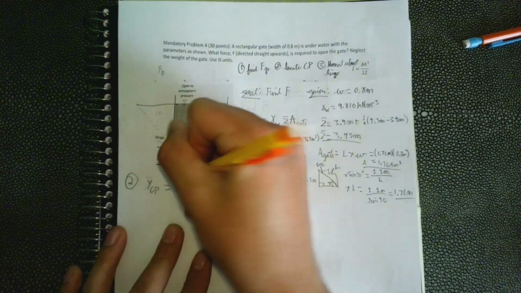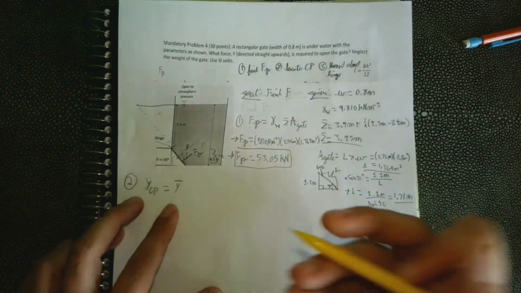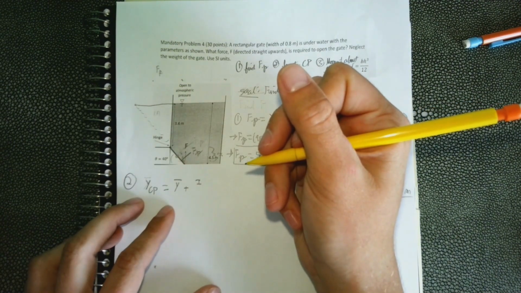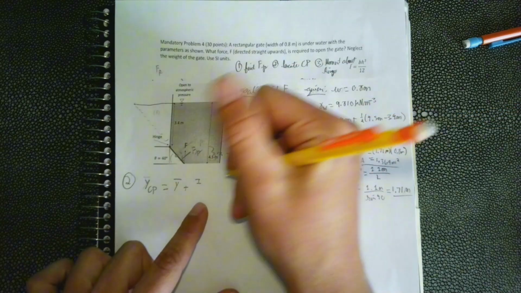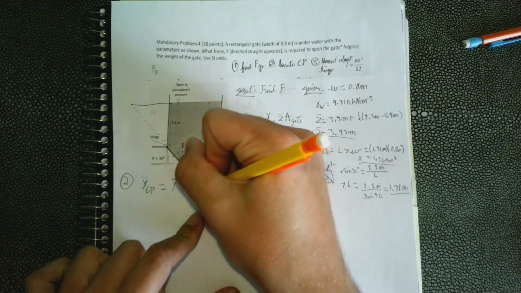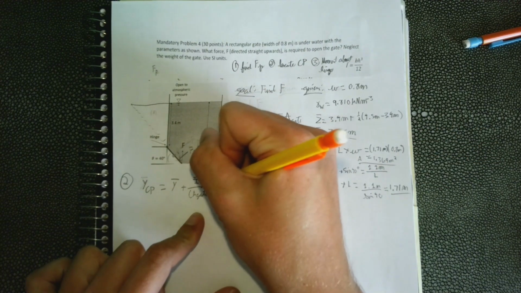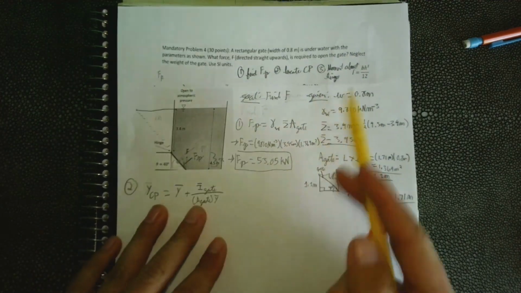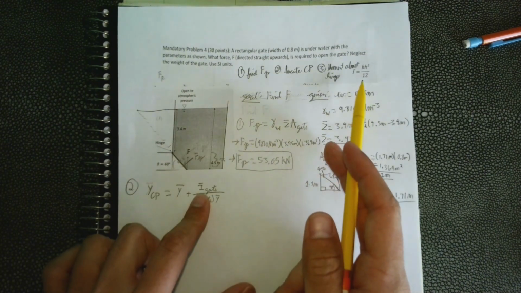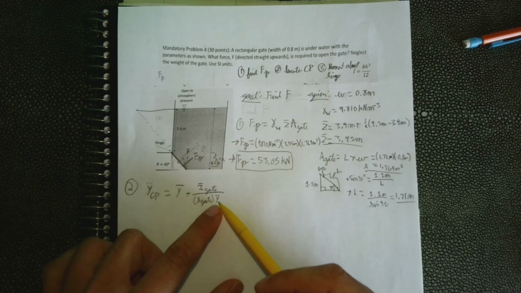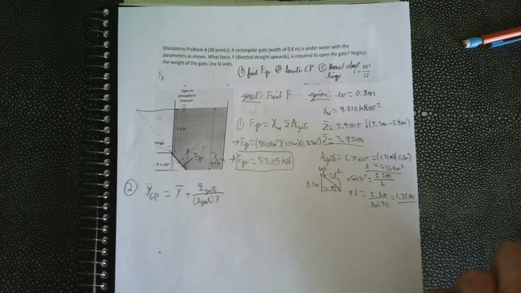Equals the slant distance from the centroid, so not the center of pressure, from the centroid, plus the area moment of inertia of the gate, divided by the area of the gate times the slant distance again from the centroid. So we're given the formula for this, right? It's right here. We already solved for the area of the gate, and now we need to solve for the slant distance from the centroid. So let's do that first.